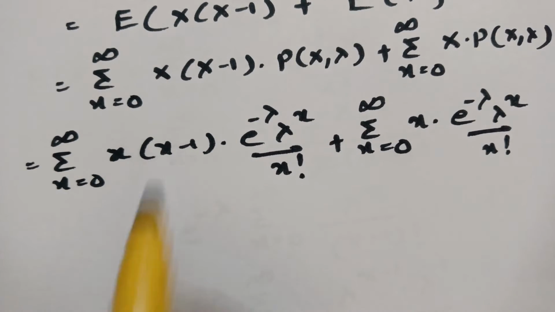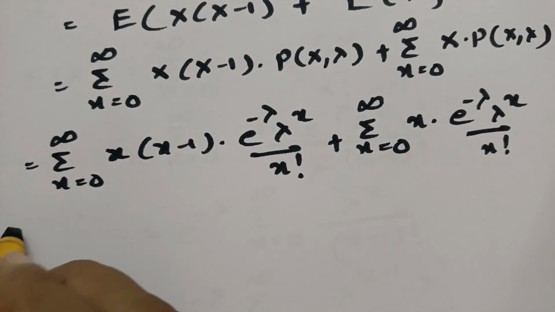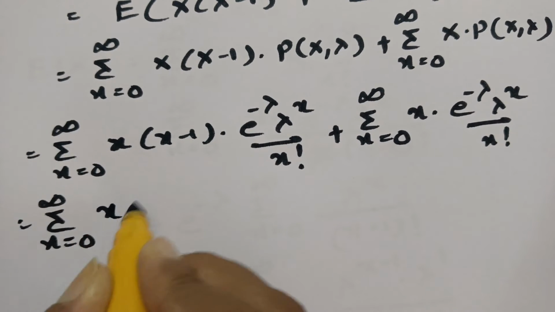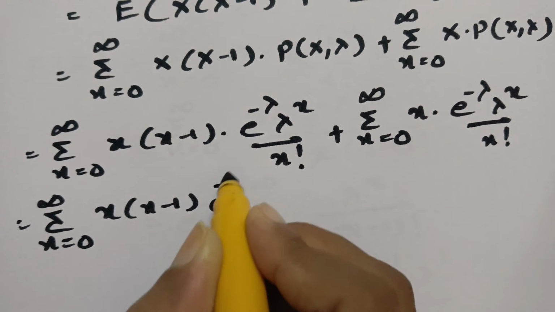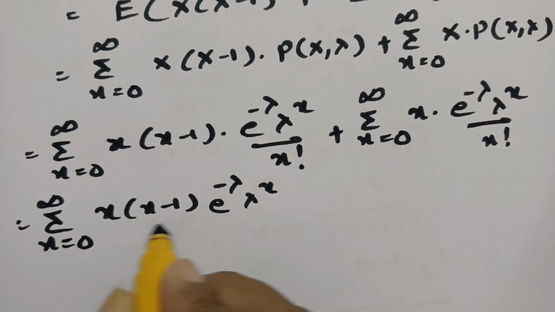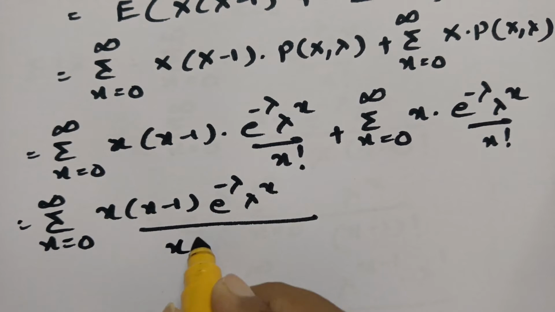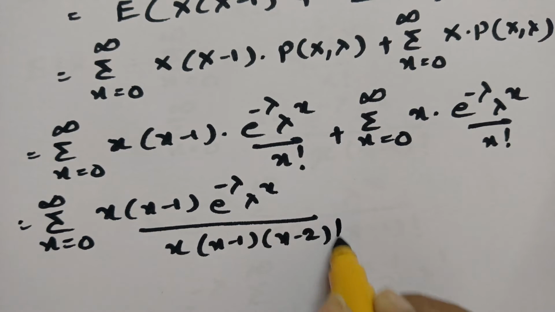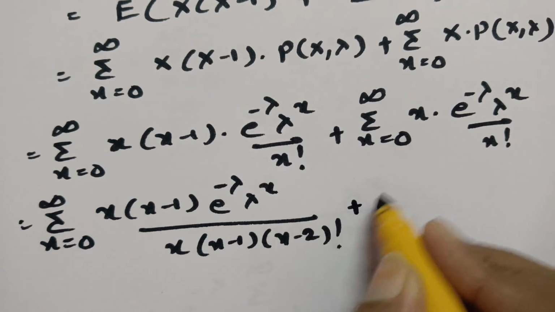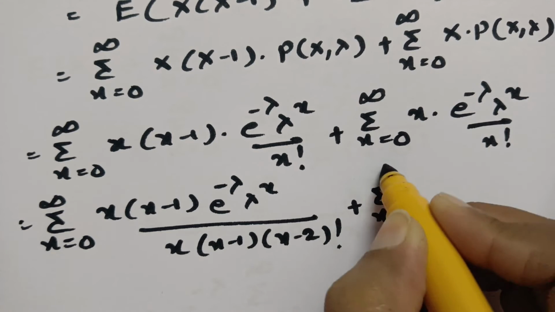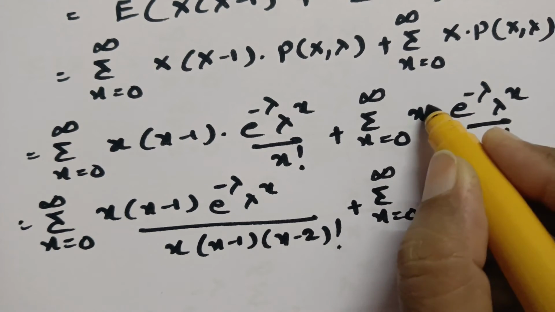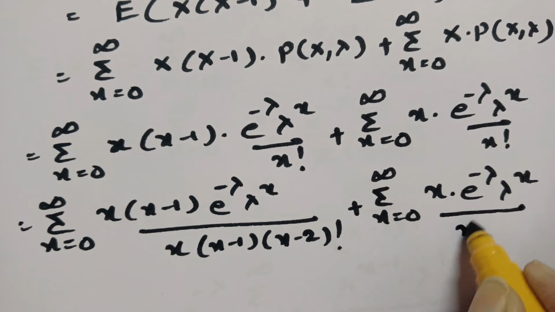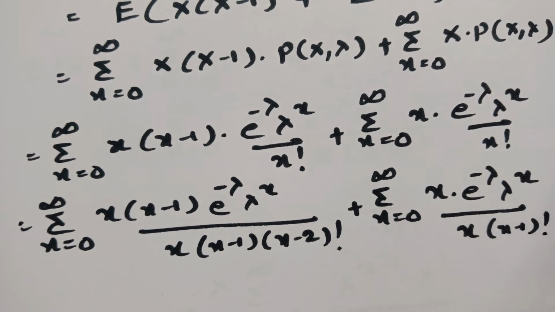Now I am going to cancel this x into x minus 1. For that, the same thing: sigma x from 0 to infinity, x into x minus 1, e power minus lambda, lambda power x by, x factorial can be written as x into x minus 1 and the rest is x minus 2 factorial. And the next one, sigma x from 0 to infinity, this is x. I'm going to cancel this x. So this is e power minus lambda, lambda power x by x minus 1 factorial.